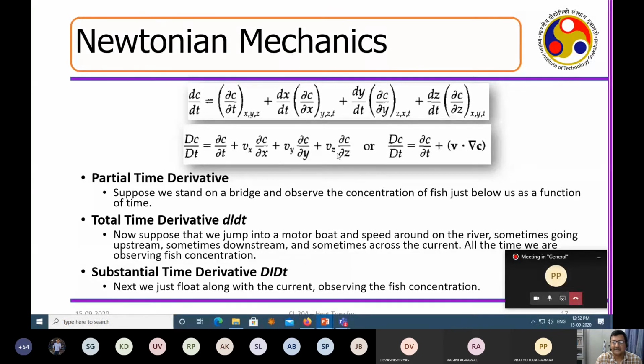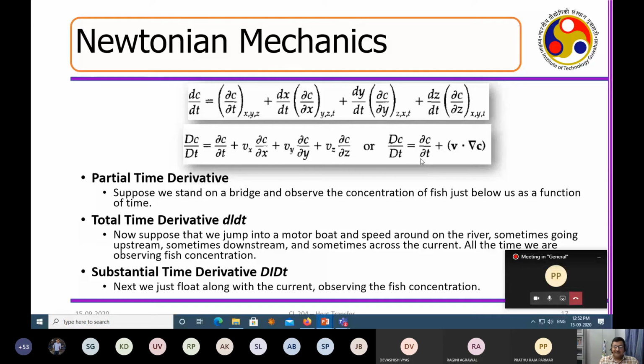C is a scalar, the gradient of c is a vector. And then v, vx, vy, vz, vx i, vy j, vz k. Now I think you are comfortable with this, that you can write v dot del c. So the total change in time and space is the local change and the convected change. In order to make you understand this, the last two classes were spent just on this part.